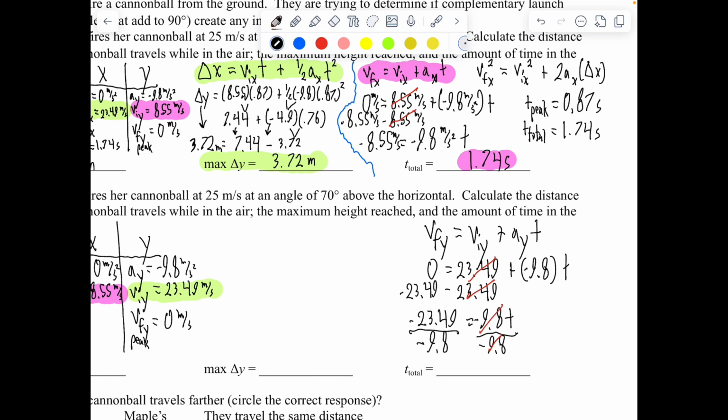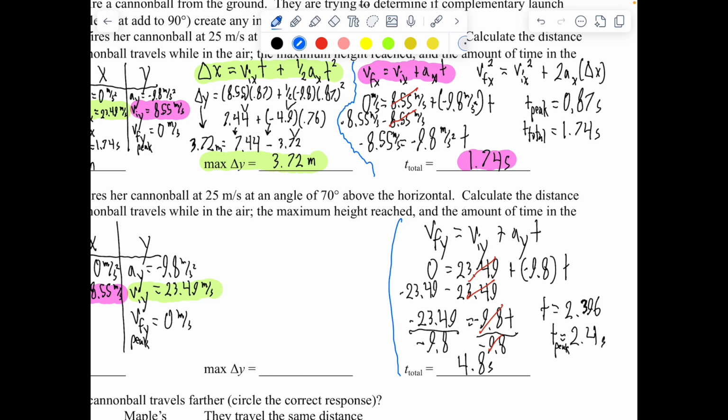And we plug into our calculator. Since our negatives drop off, 23.49 divided by 9.8. Our time, 2.396. I'm going to round that to 2.4 seconds. And now we know that is the time it takes to reach the peak of our motion, not the total time. To get the total time, we have to double it. So that total time then, 2.4 times 2, 4.8 seconds. All right.